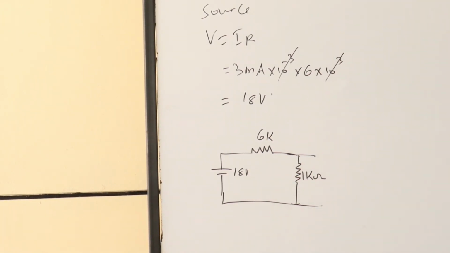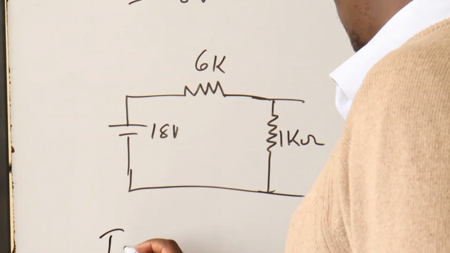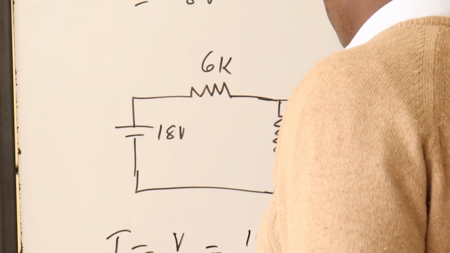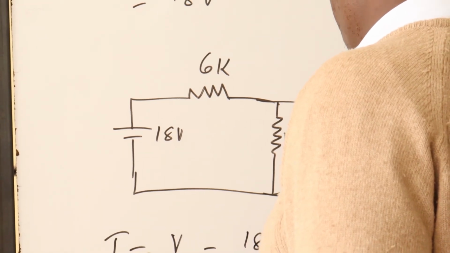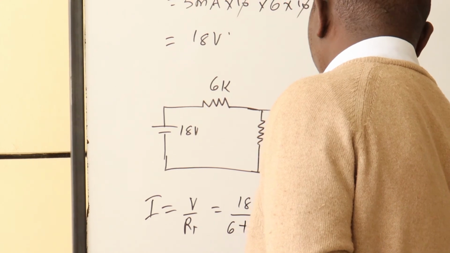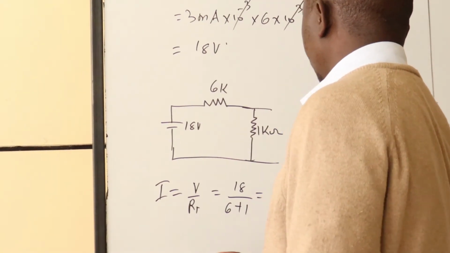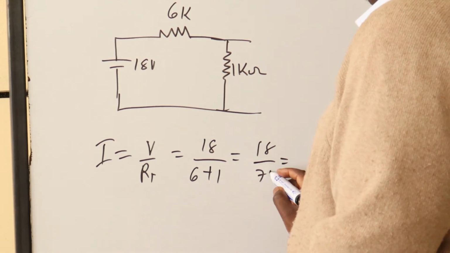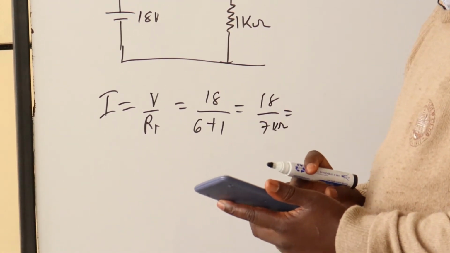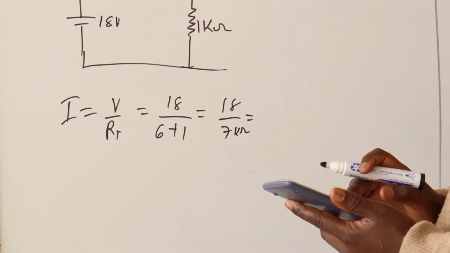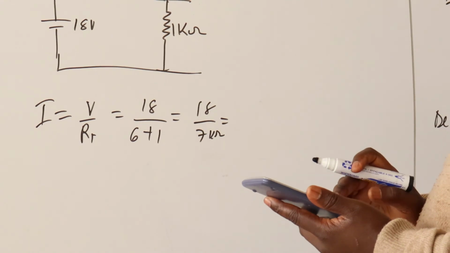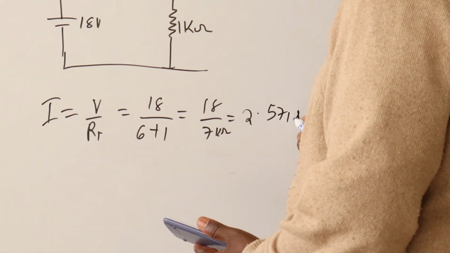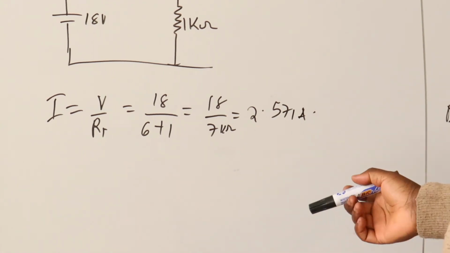So in either case, you can determine the current through the resistor. Current is supposed to be voltage over resistance. Voltage is 18 volts over 6 plus 1, which is 18 divided by 7. This 7 is in terms of kilo ohms. So 18 divided by 7 is 2.57 milliamps. So this is the answer with the voltage source.